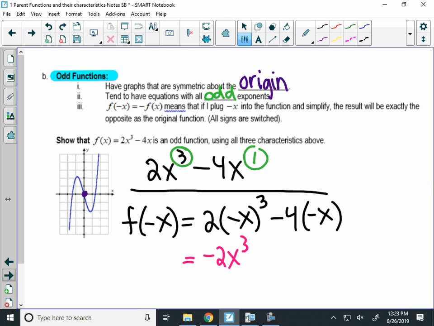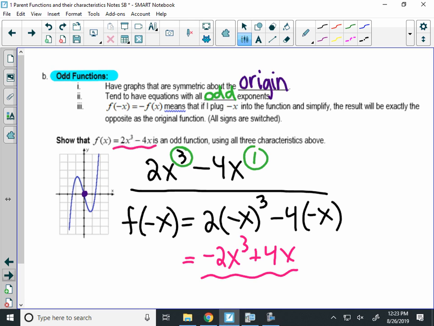And what's negative 4 times negative x? Positive 4x. What do you notice about this equation and the original? The signs are all opposite. Every sign changed. The 2 became negative, the negative 4 became positive. That's what happens in an odd function. If you put negative x into the function as the input, all the signs will change. Good? All right, one more.